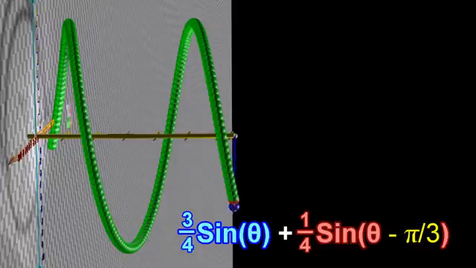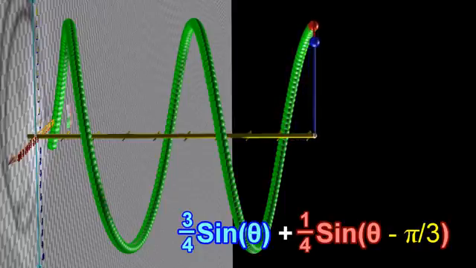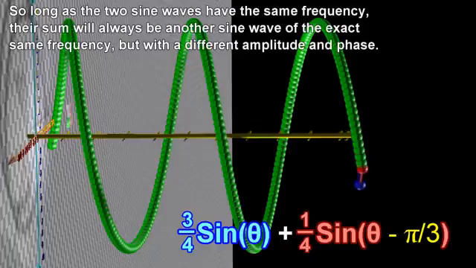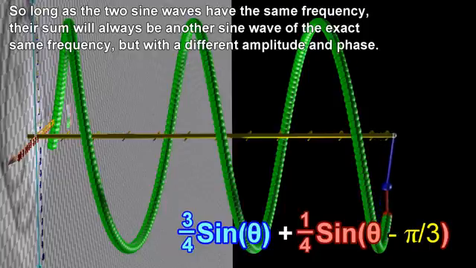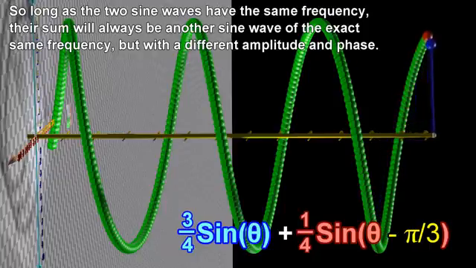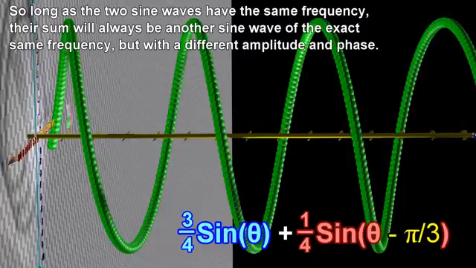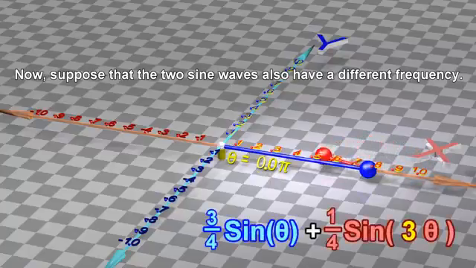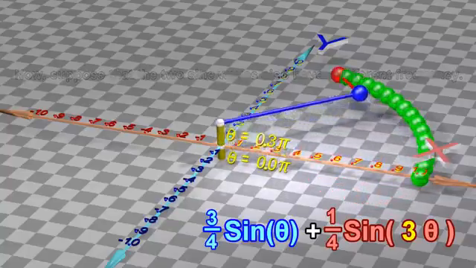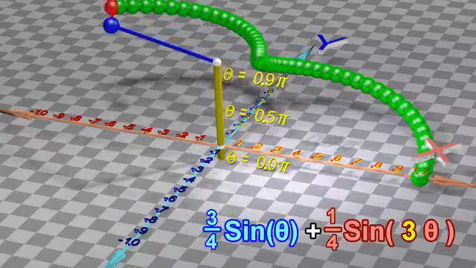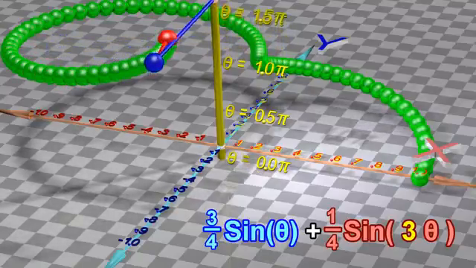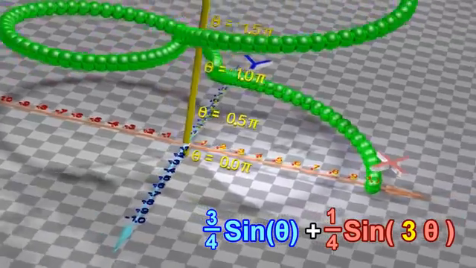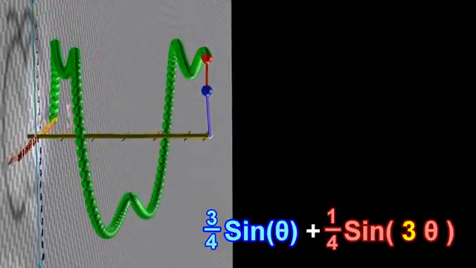So long as the two sine waves have the same frequency, their sum will always be another sine wave of the exact same frequency, but with a different amplitude and phase. Now, suppose that the two sine waves also have a different frequency. If we add together sine waves of different frequencies, then the resultant waveform is no longer a sine wave.